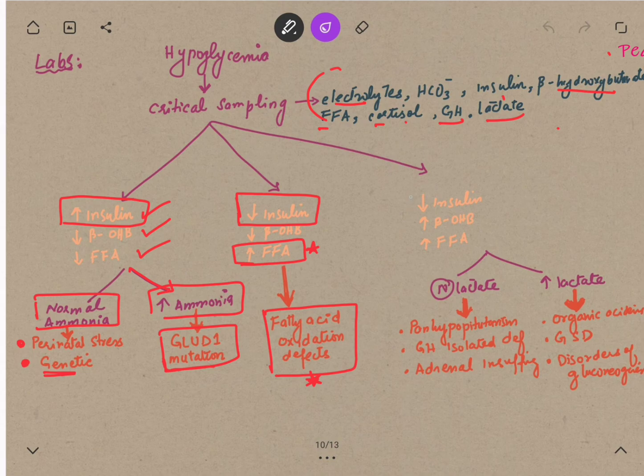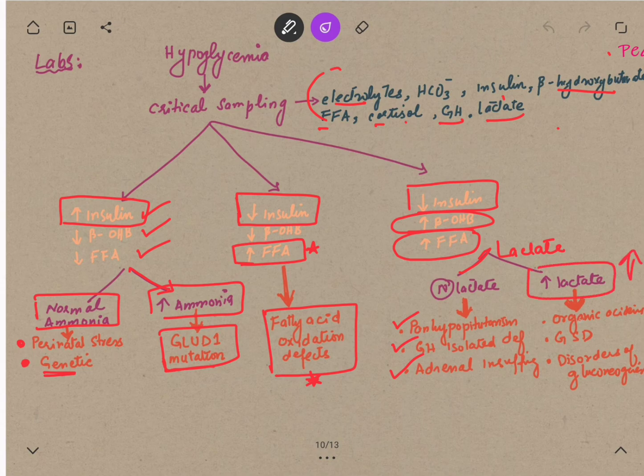Now in the third scenario, if we have decreased insulin and increased beta hydroxybutyrate and increased free fatty acids, we will do lactate levels. Now if the lactate is normal, we have endocrine causes like panhypopituitarism, isolated growth hormone deficiency, and adrenal insufficiency. While if the lactate is raised, then we have organic acidemias, glycogen storage disorders, or disorders of gluconeogenesis.